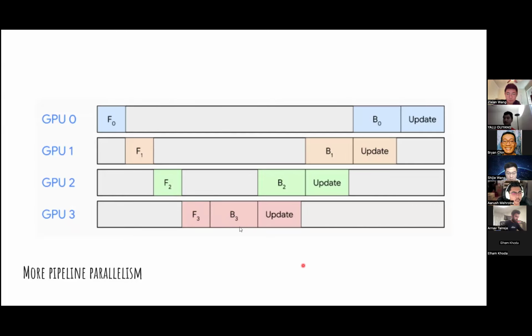Oh, sorry. Please go ahead, Zixian. Why do we need to pass to different GPUs? Why can't we just use GPU 0 and use it all the way through?